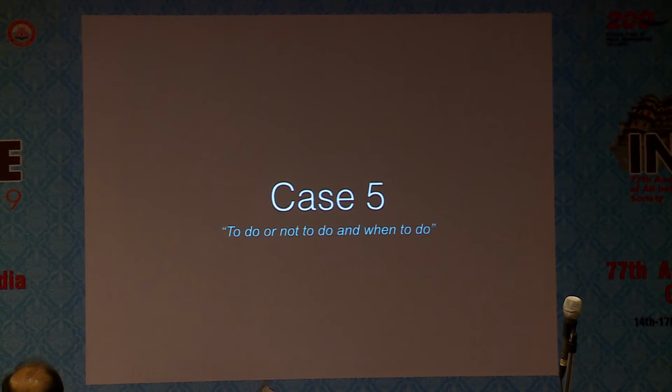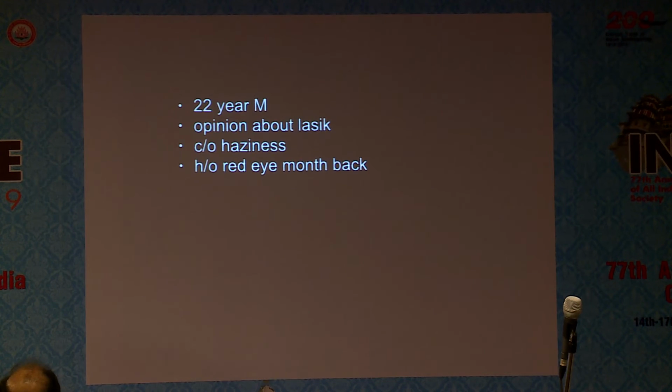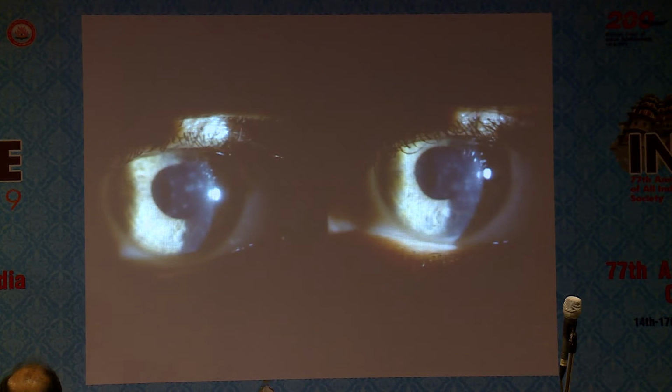Now coming to a final case, which, as the name suggests, is about to do or not to do, and when to do. This is a 22-year-old male who came for an opinion about LASIK and had a few haziness and a history of red eye a month back. This was the presentation. One month back, he wanted to come for a LASIK opinion. So you might be getting patients like these for cataract surgery or refractive surgery. And then the dilemma comes, what to do?